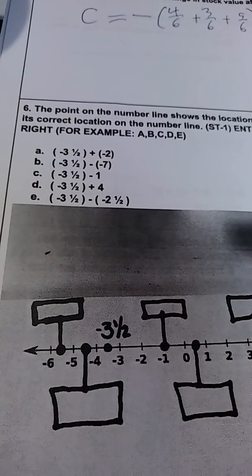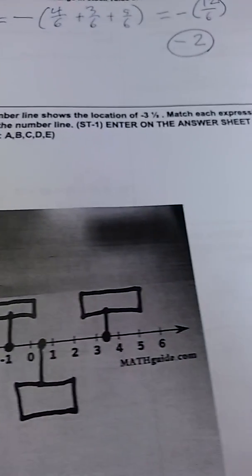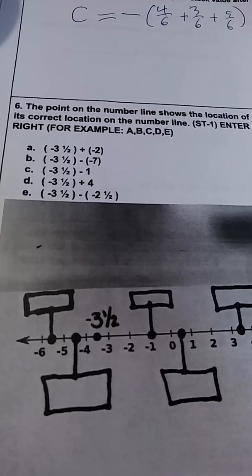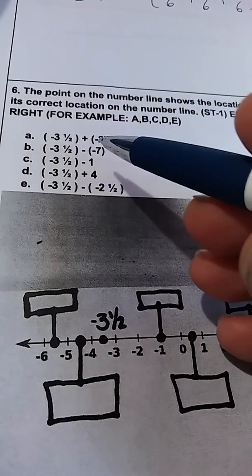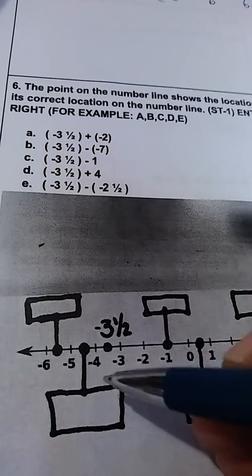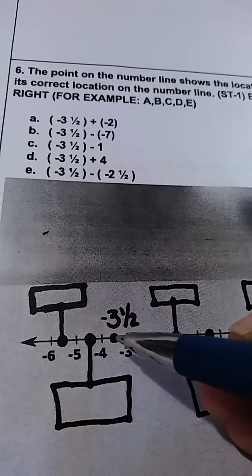The point on the number line, number 6, shows the location of negative 3.5. Match each expression in a box shown to its correct location on the number line. So, A says negative 3.5 plus negative 2. So we are going down 2 spaces from negative 3.5.